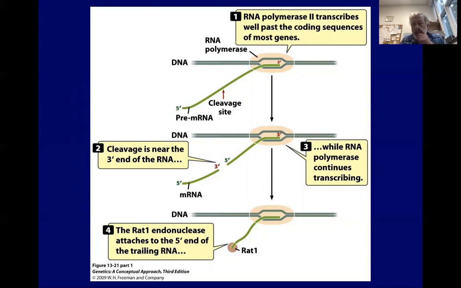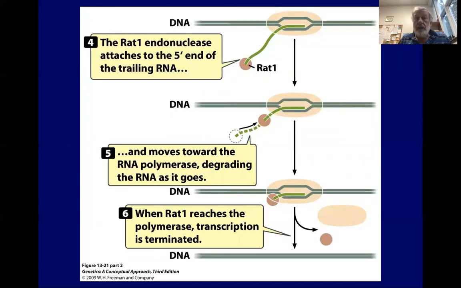And this shows that process. In number 1 there, RNA polymerase II transcribed well past the coding portion of the gene. Cleavage then occurs near a consensus sequence while the RNA polymerase continues transcribing. Then RAT1 attaches to the RNA that's coming out. The messenger RNA transcript has already been cut off at this point. And the RAT1 exonuclease attaches to the 5' end and moves up, degrading that remaining RNA. And then when it gets to the transcription apparatus, the whole thing is unwound.